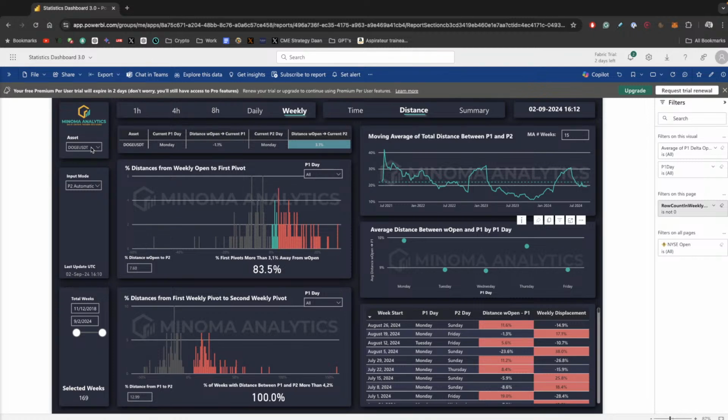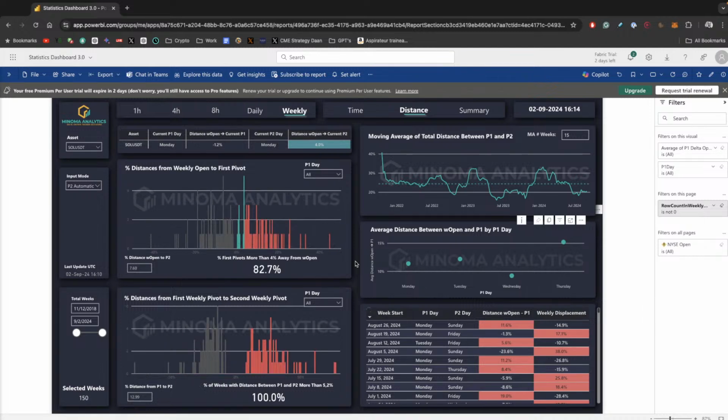When P1 on Monday is usually closer, which is really not the case now, it's actually crazy, but if it's usually closer than the rest, then that would mean that I think in practice you're going to get slightly more signals on the weekly time frame.